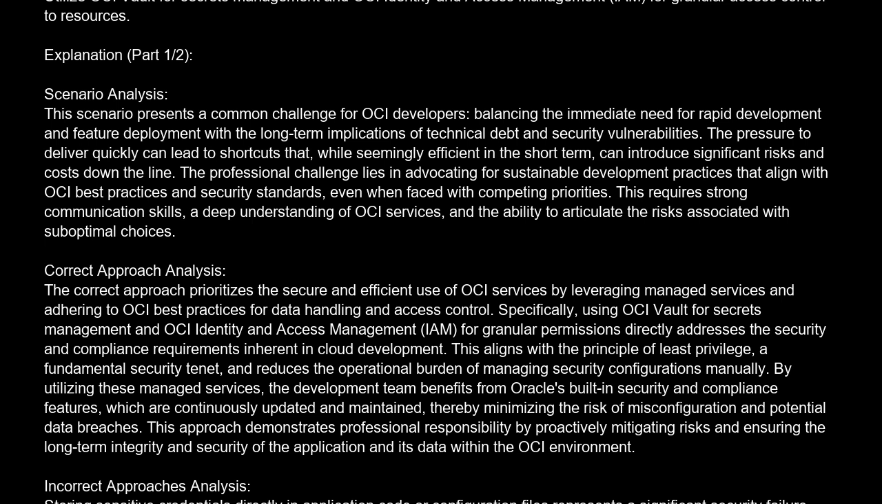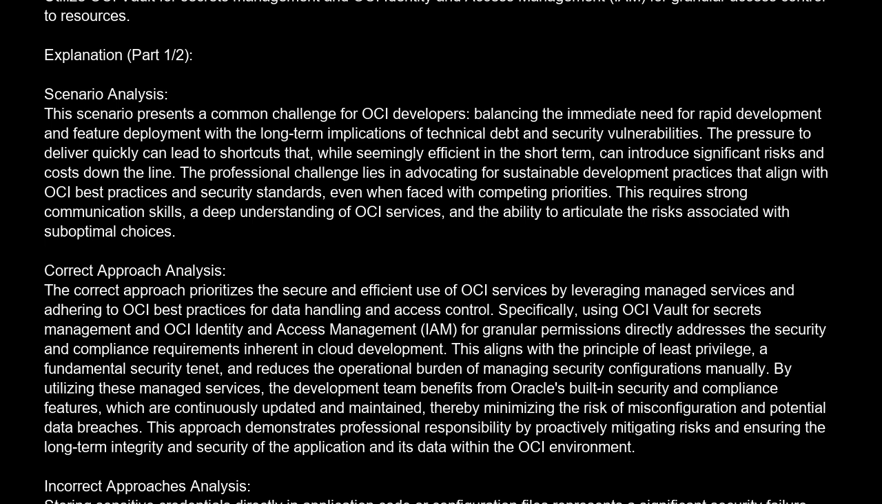The pressure to deliver quickly can lead to shortcuts that, while seemingly efficient in the short term, can introduce significant risks and costs down the line. The professional challenge lies in advocating for sustainable development practices that align with OCI best practices and security standards, even when faced with competing priorities. This requires strong communication skills, a deep understanding of OCI services, and the ability to articulate the risks associated with suboptimal choices.